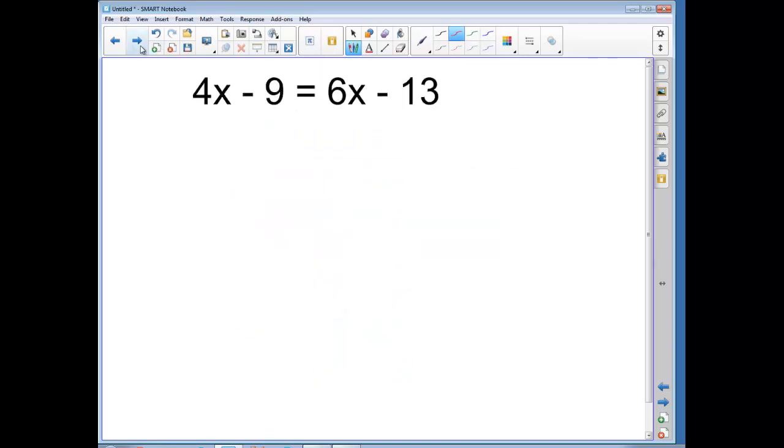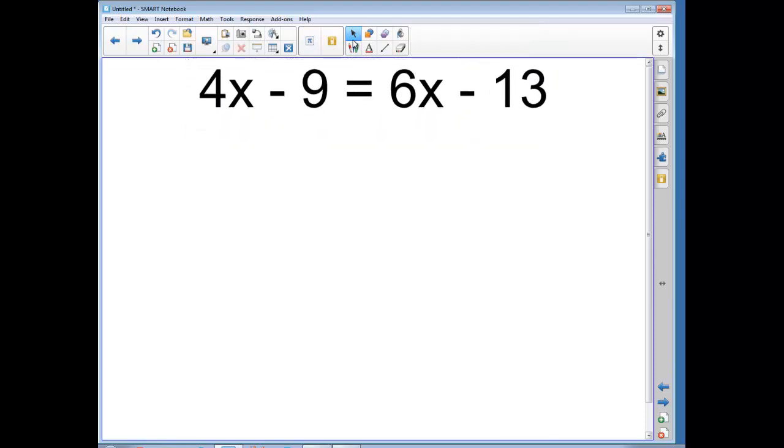Okay, next one. We have 4x minus 9 equals 6x plus 13. I'll slow down here for just a bit in case you're catching up still from the last one. Still going to do the first thing here, draw a line separating the left from the right.